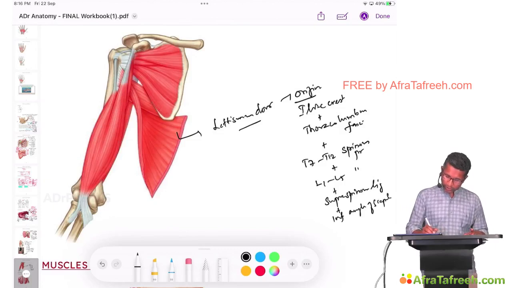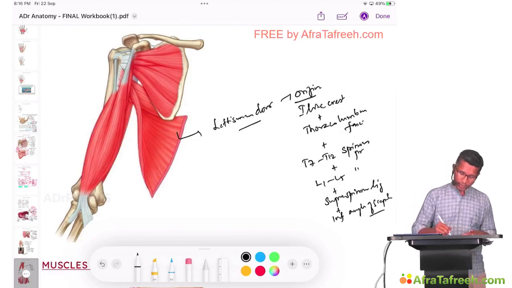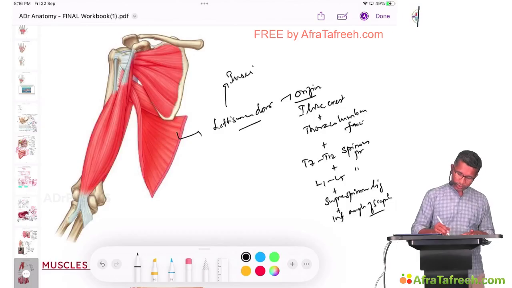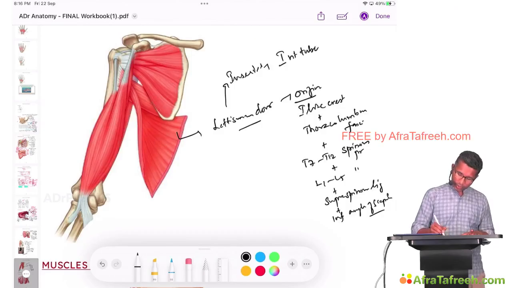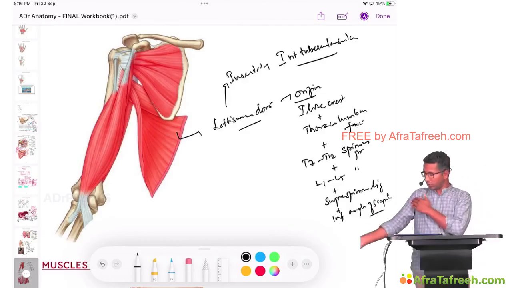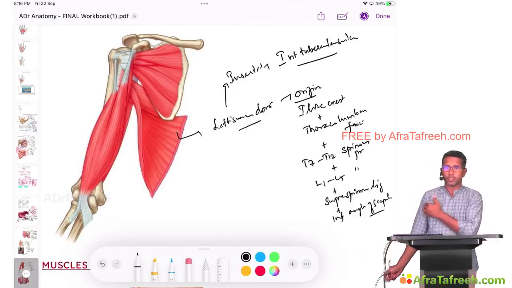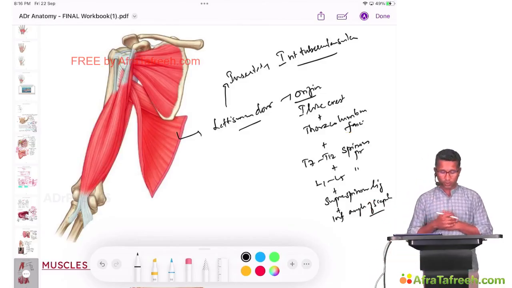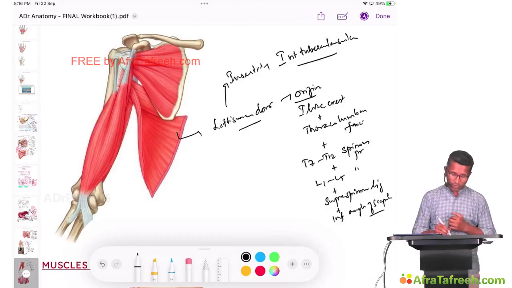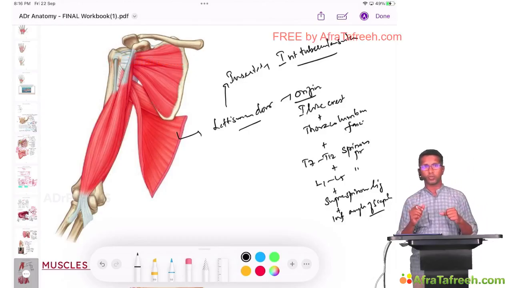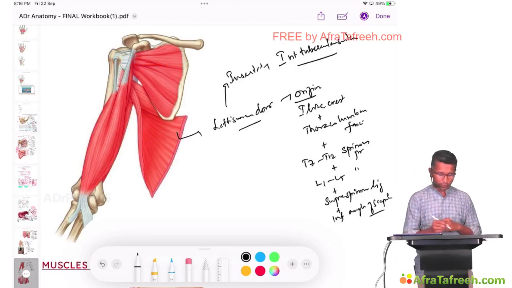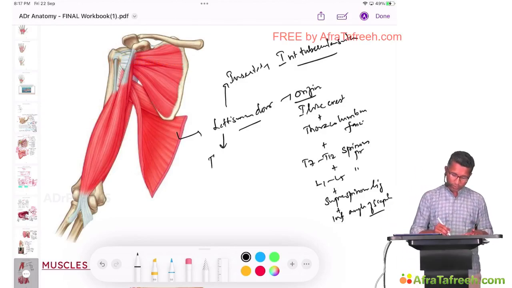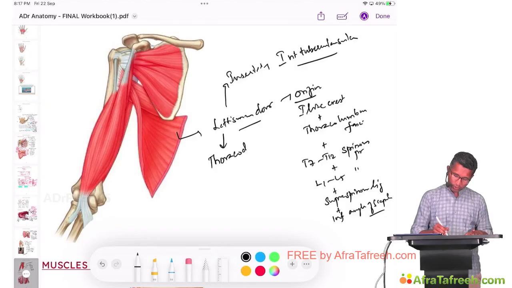Such a wide muscle finally gets inserted into the intertubercular sulcus of the humerus. You know that in the anterior aspect of the humerus there is a sulcus called the intertubercular sulcus. This muscle gets inserted into it. Latissimus dorsi is called a climbing muscle. When you are climbing, latissimus dorsi helps. And what is the nerve supply for latissimus dorsi? It is the thoracodorsal nerve.